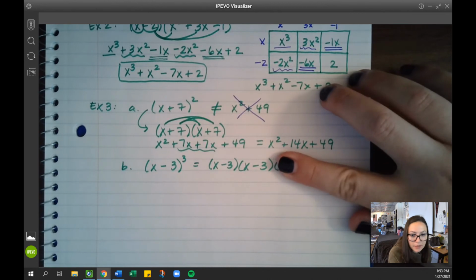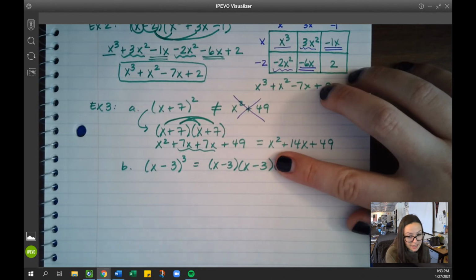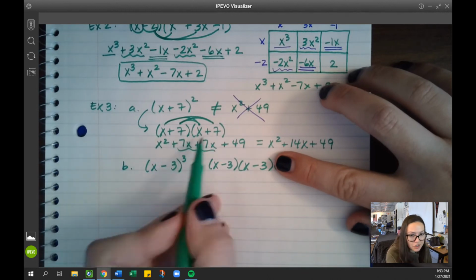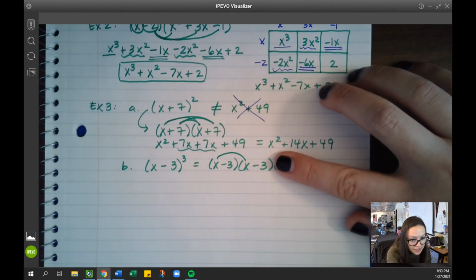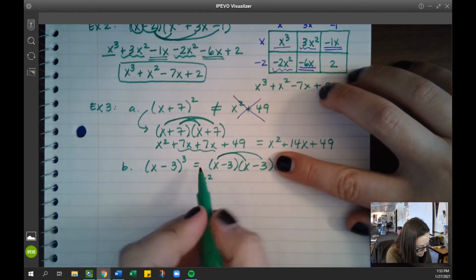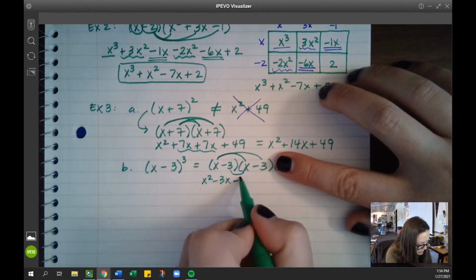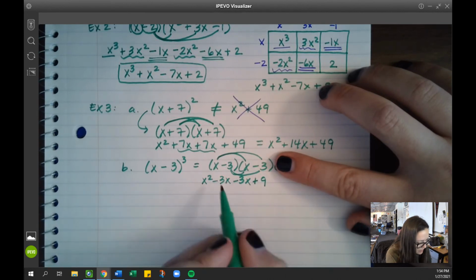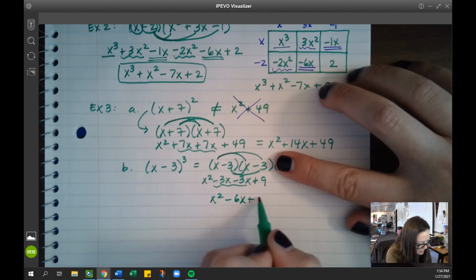Okay, so for right now, I'm just going to pretend like this last x minus 3 doesn't exist. I'm only going to worry about these first 2. And I'm going to multiply them together just like we did up here in example A. So I would do x times x, minus times minus 3 is minus 3x. Then I'm going to do negative 3 times x, and then negative 3 times negative 3 is positive 9. Now simplifying it, I'm going to get x squared minus 6x plus 9.